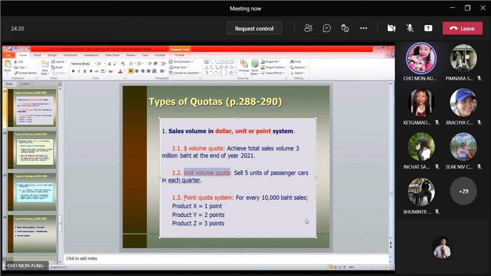The next one, point quota system. That is a little bit more detailed. When we set the point quota system, it's not directly like here, first and second. The third one is we will come up with the points that they will earn for some certain level of sales. For example, here, look at my example.